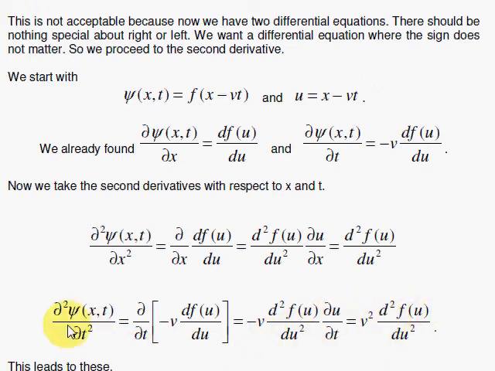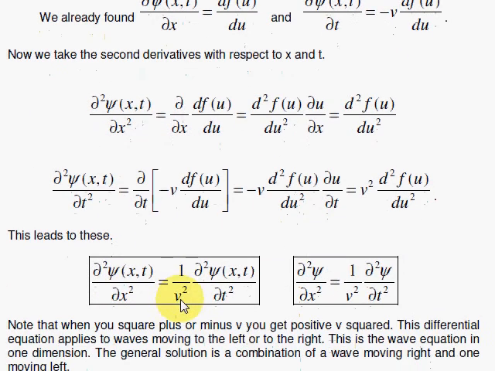When I divide by v squared to get the right-hand side to be the same, I can set these equal. The second derivative of psi with respect to x is 1 over v squared, times the second derivative of psi with respect to t.